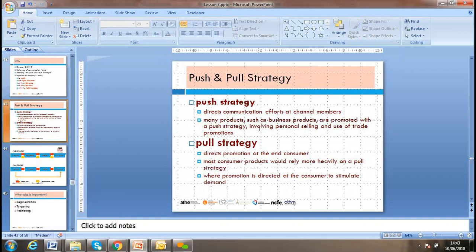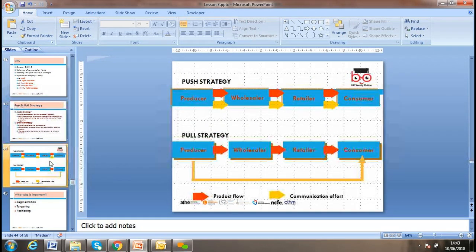Push is direct communication effort with the channel members. Many products, such as business products, are promoted with push, involving personal selling and the use of trade promotion. Pull is direct promotion at the end consumer, and most consumer products rely more heavily on pull, where the promotion is directed at the consumer to stimulate demand. So that's all about push and pull. Push goes producer, wholesaler, retailer, and consumer, and pull goes the other way, with the communication going more in that direction. Any question?